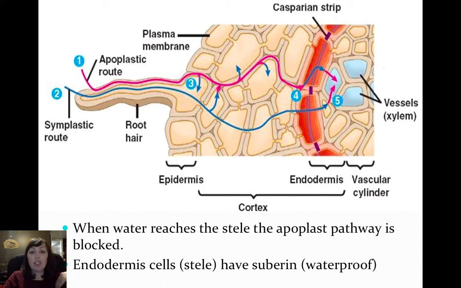So when water reaches the stele, the apoplast pathway becomes blocked, and the endodermis cells have suberin, or in other words, they're waterproof. Take a minute, pause, really look at this video, look at where the arrows are pointing and how the water is moving.